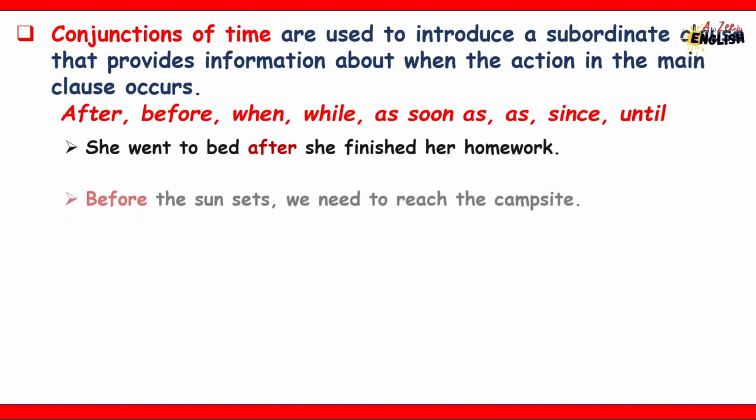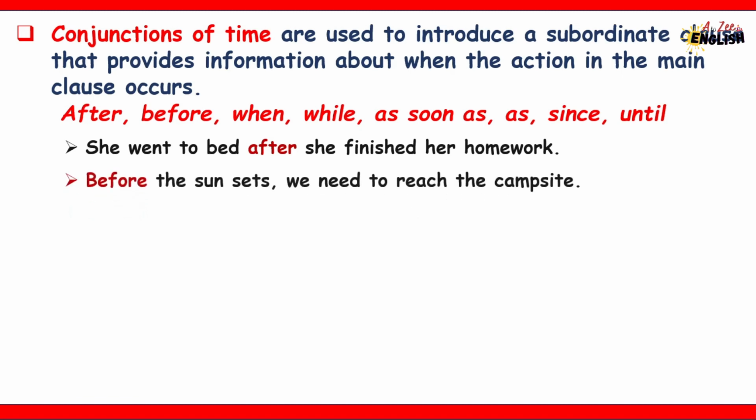Next example, before the sun sets, we need to reach the campsite. In this sentence also, we need to reach the campsite is the independent clause, and before the sun sets is the subordinate clause, and it describes when the main action occurred.